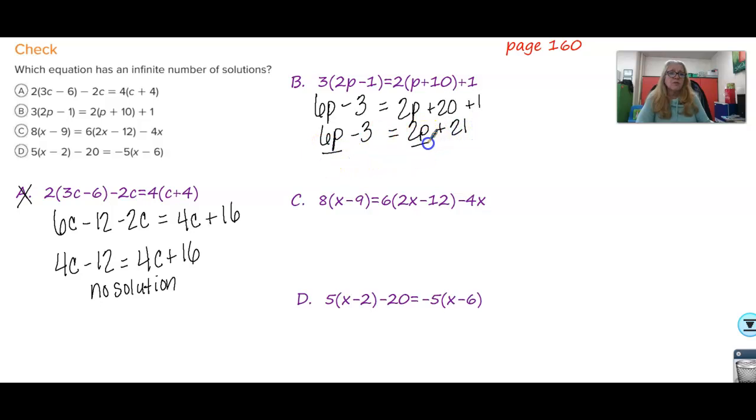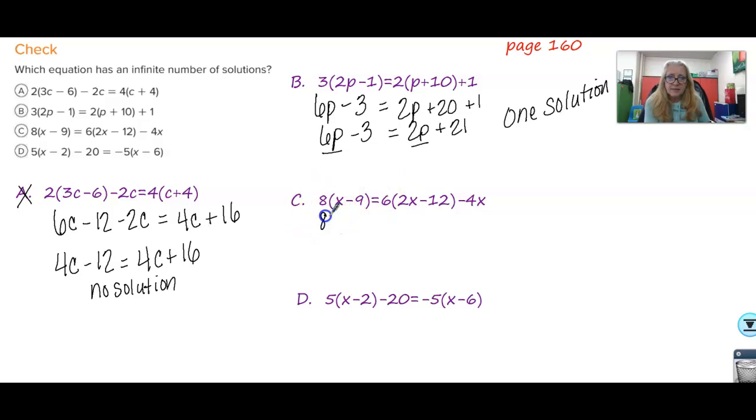The variable terms are different. This equation has one solution. We will be able to solve for p. There is one number that will work here. All right, and if we wanted to keep going, we could find out what it is. But because the variable terms are different, it has one solution. We got to keep going.